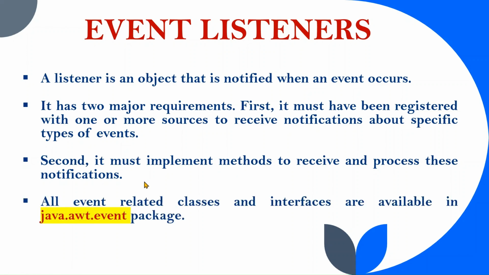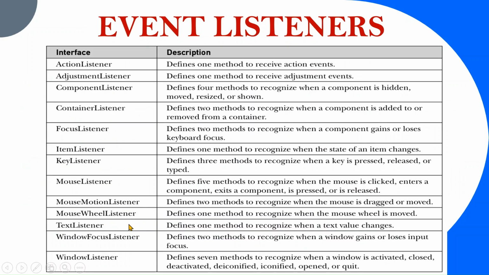Now all event related classes like action event, item event, window event, whatever you have seen earlier, and interfaces like action listener. For action event, action listener is there; key event, key listener; window event, window listener; mouse event, mouse listener; like that. Those are interfaces. All are available under a package called java.awt.event. So here are a few listeners. Action listener defines one method to receive action events. That is, there is one abstract method called action performed.